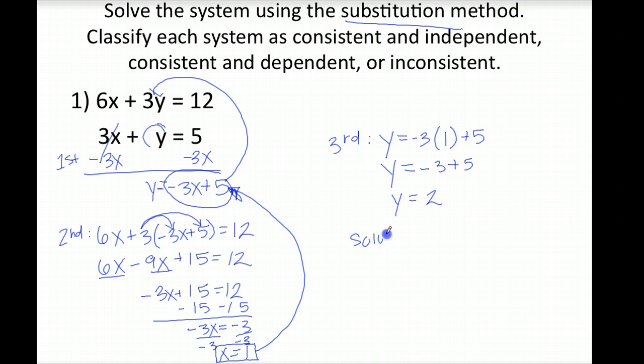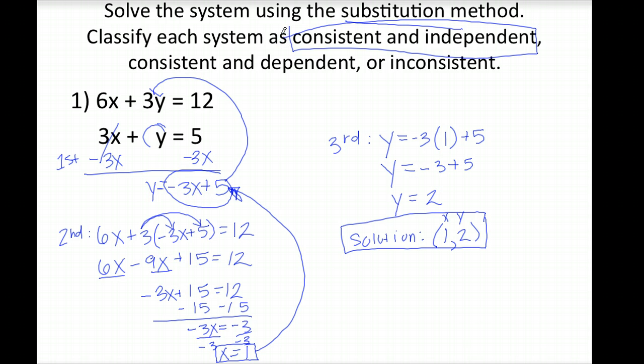So our solution here, keep in mind it's an ordered pair, it's our x value 1, comma, our y value 2. So our solution is (1, 2). And once again, if you want to check this, you can substitute this solution, 1 for x, 2 for y, into both equations, and it will produce a true statement. Now, since we have one solution, our system here is consistent and independent.